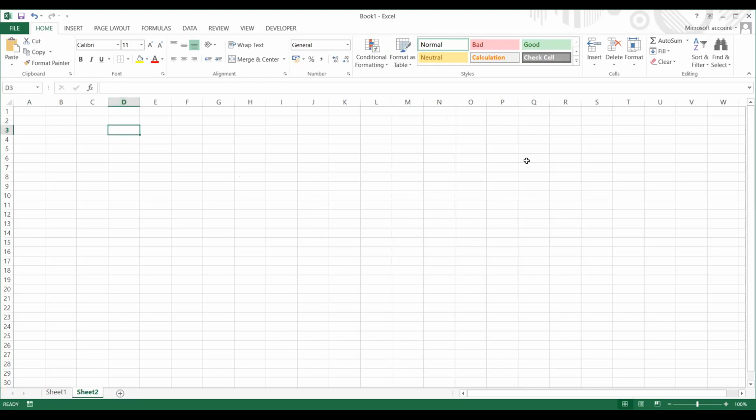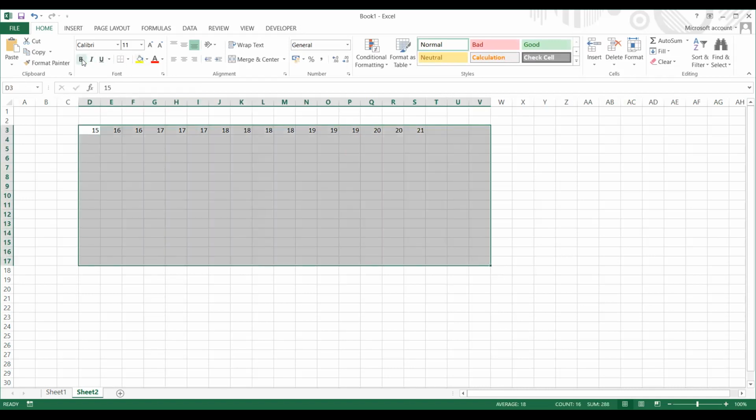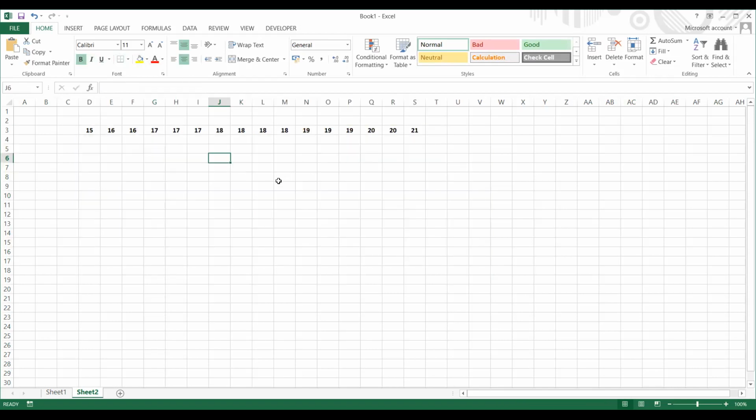Let's start a data with 15, and 16, 17, 17, 17, 18, 18, 18, 18, then 19, 19, 19, 20, 20, and 21. Let's say these are the numbers that we have. Let me make it bold. Now, what do you think is the mode here? 18, appearing almost 4 times, isn't it? Mode is 18.